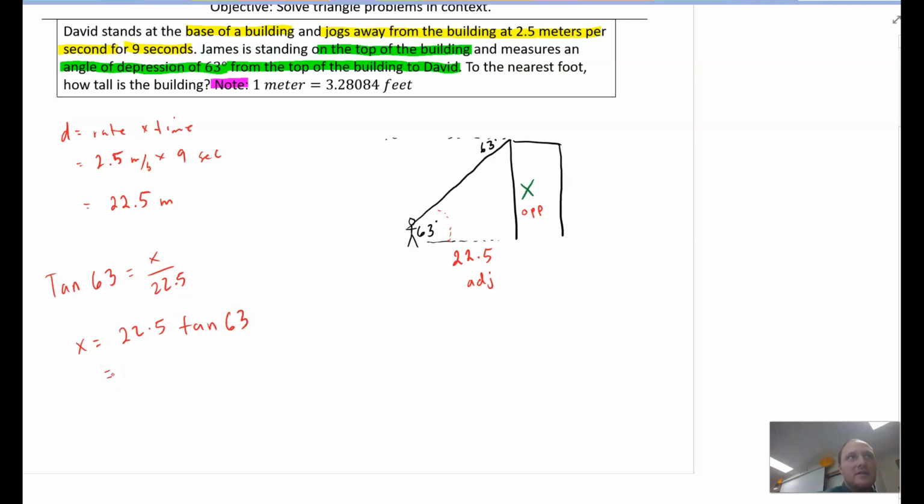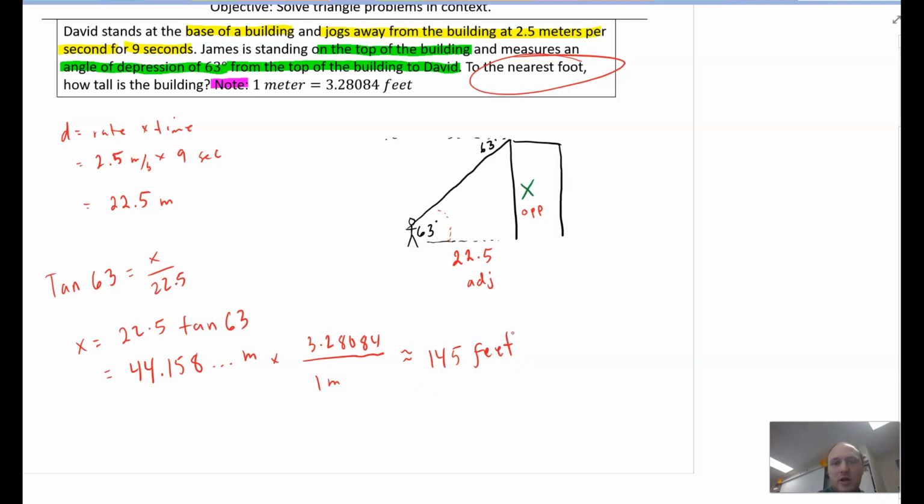And we get the height is about 44.158 meters. Now note they want it to the nearest foot. They don't want it in meters. So what we have to do is convert into feet. And this is where we use, they tell us that 1 meter is equal to 3.2808459. I'm just kidding, not those last ones. Okay, so we can do this, and we get, to the nearest foot, approximately 145 feet.